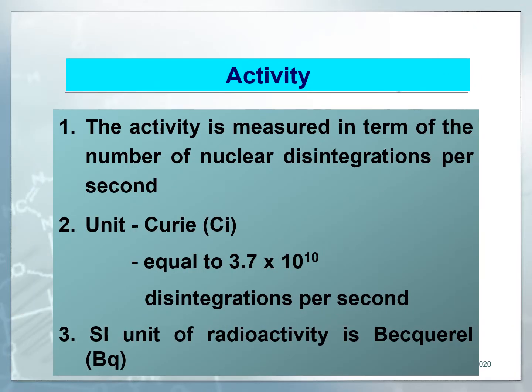The activity is measured in terms of the number of nuclear disintegrations per second. The unit is the curie, equal to 3.7 times 10 to the power of 10 disintegrations per second. The curie was named for Marie Curie, who discovered radioactive elements. The SI unit of radioactivity is the becquerel, Bq, which is 1 disintegration per second.